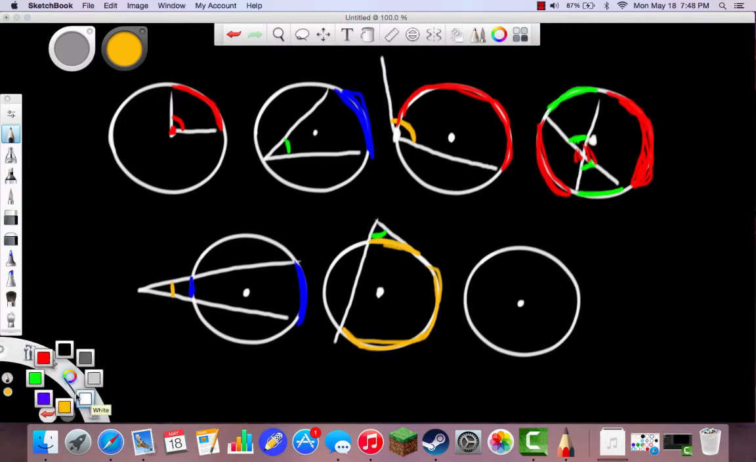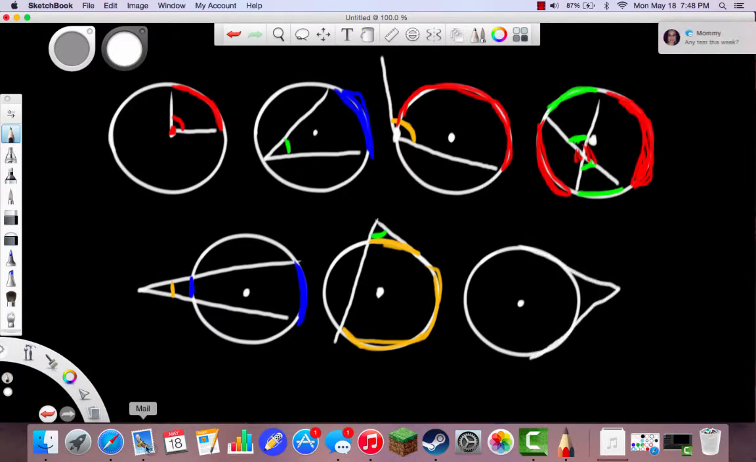And for the last one, it was basically the same thing, only it was two tangents. And so that went through there.